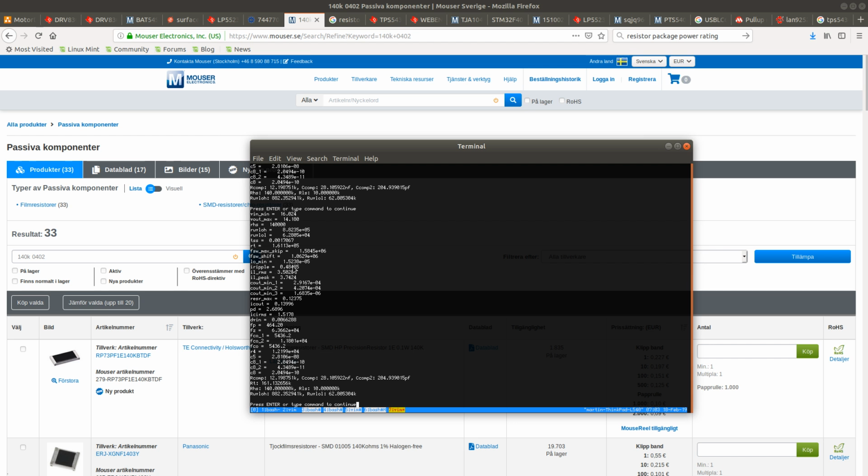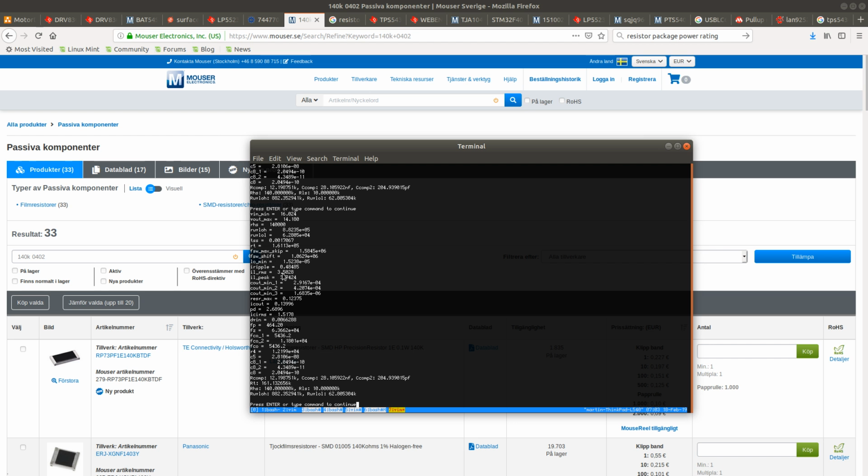And the minimum inductor is 15 microhenry, I think. Yeah. And I chose 33 microhenry, which is within the limit there.